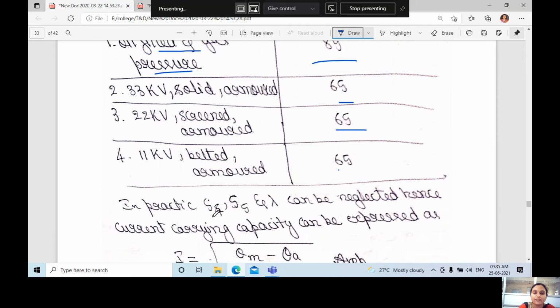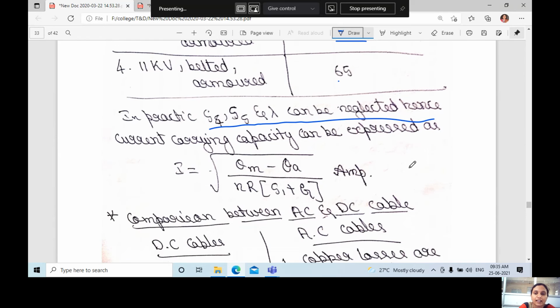In practice, S4, S5 and lambda can be neglected, hence the current carrying capacity can be expressed as I is equal to square root of theta M minus theta A divided by N R S1 plus V amps.